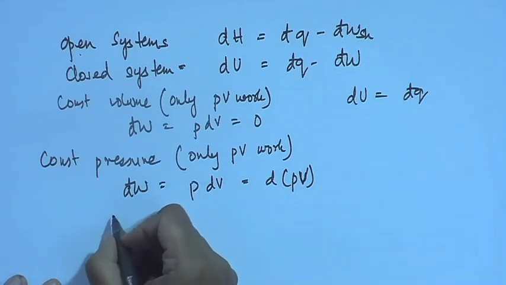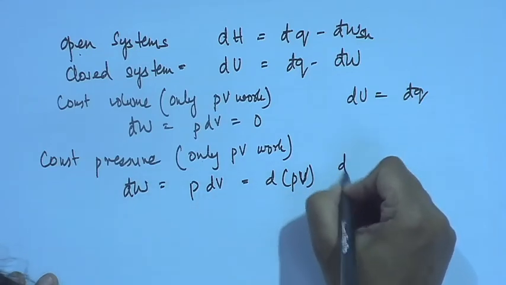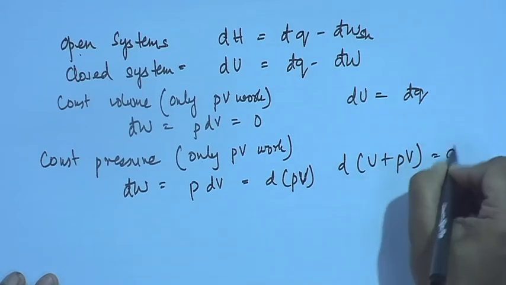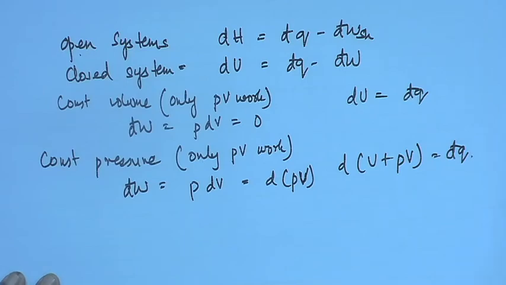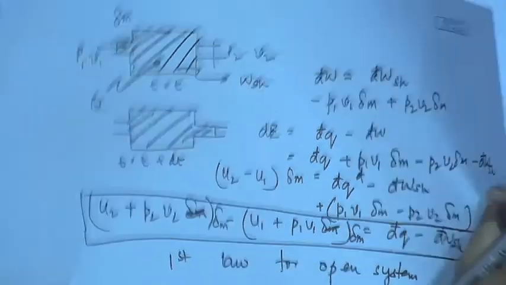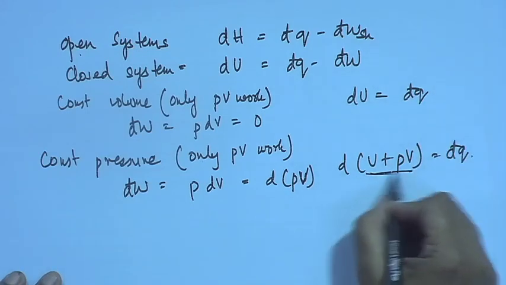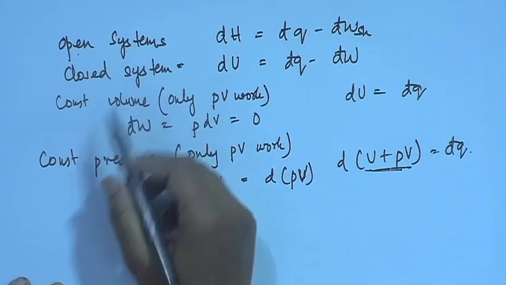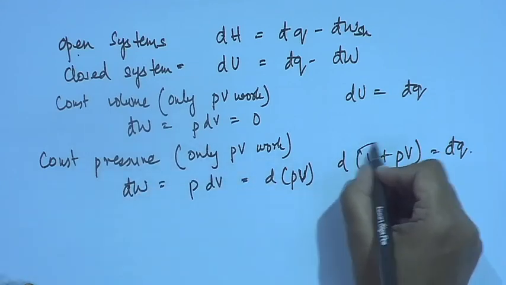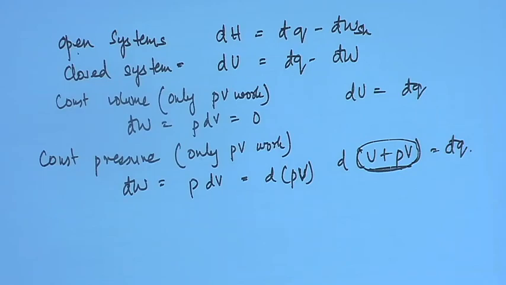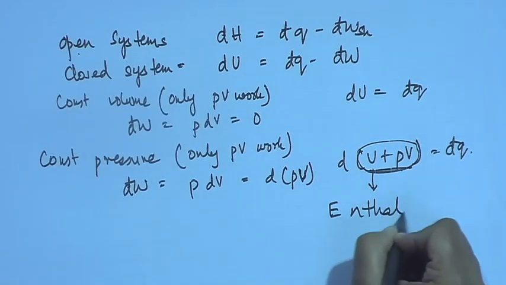So for this particular case, what do I find? We find that d of (U plus PV) equals dQ. The same U plus PV which I got for an open system, I find we have come across for an isobaric closed system as well. So this term U plus PV, which also has the property of energy, we encounter very frequently. Instead of writing U plus PV every time, we thought of defining it as one particular term, and we define this term as the enthalpy of the system.